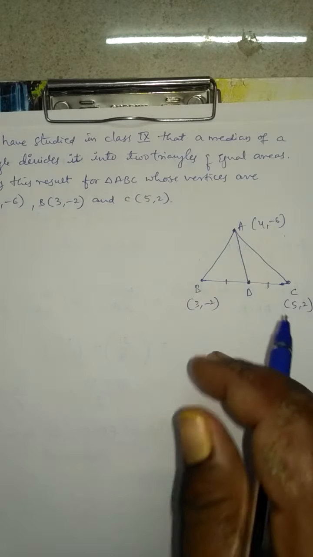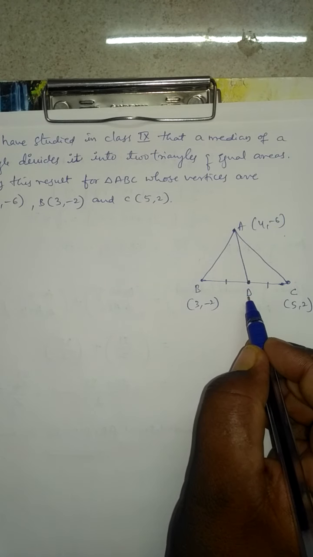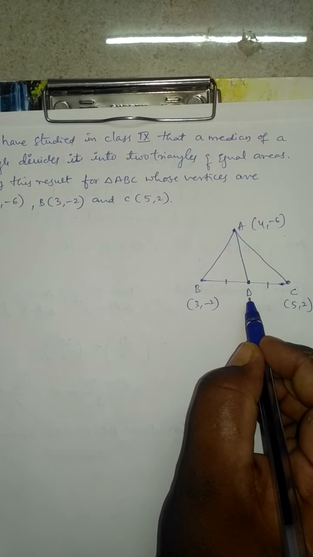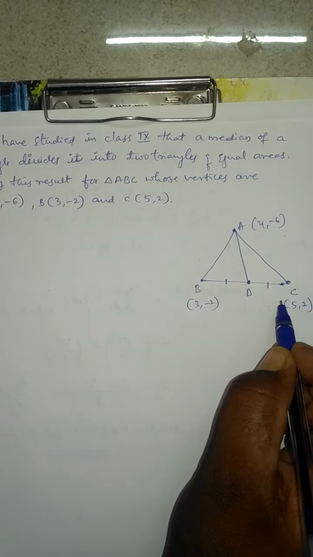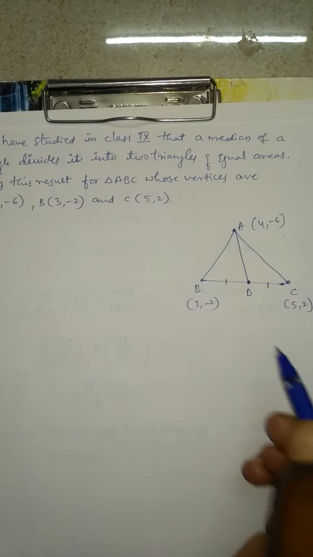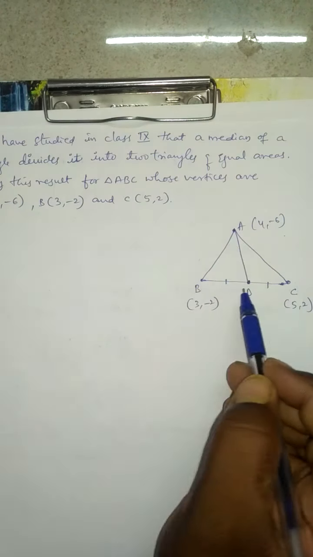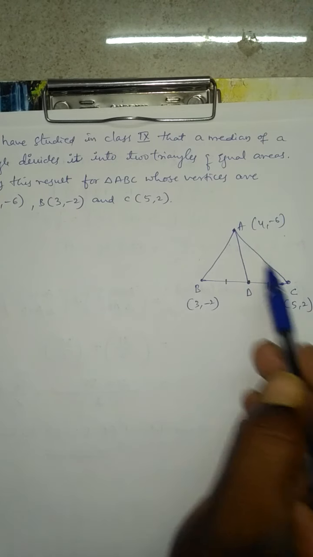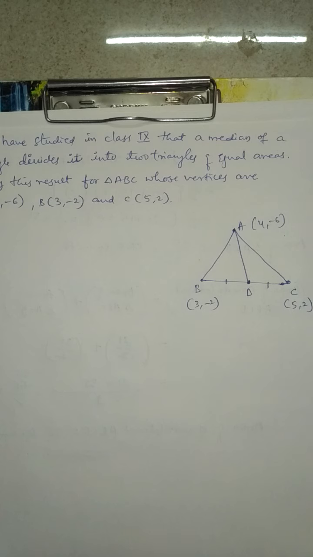So now what to do? We have to find out point D. How to find out point D? Point D is midpoint of BC. So after finding point D, then what to do? We have to find out area of triangle ABD and we have to find out area of triangle ADC. Both areas will be equal.